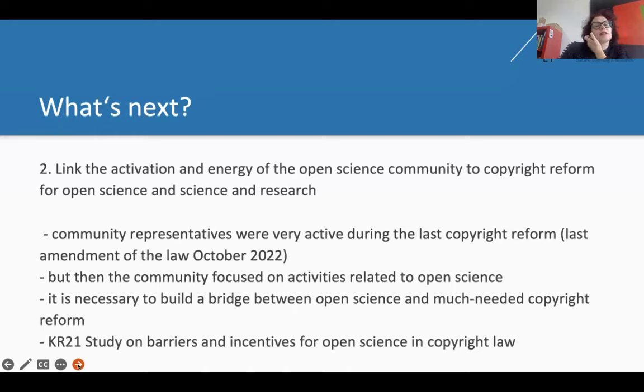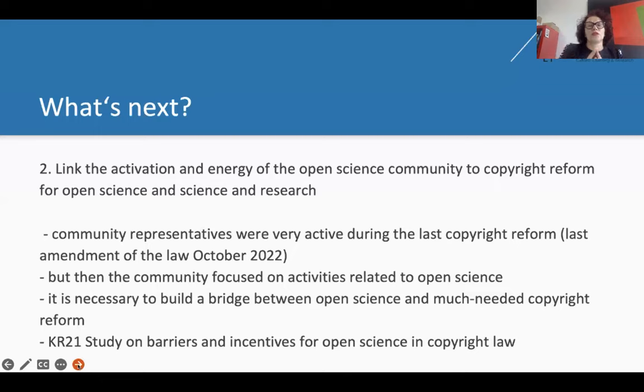I hope that there will be the link and relink of the activation and energy of the open science community to the copyright reform for open science and research. What I mean by this: community representatives were very active during the last copyright reform, but with all this positive movement and a lot of money coming for open science, it seems that their attention is now exclusively on open science. But of course, the synergy needs to be done. The community needs to take care of open science, but there also needs to be constant alarm and alert and energy invested to rebalance copyright and be engaged in the copyright reform.